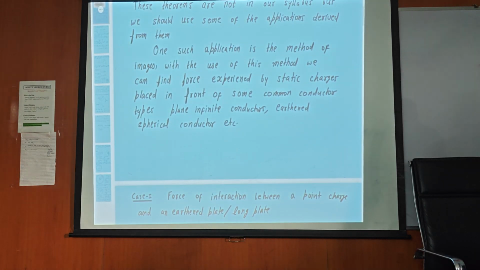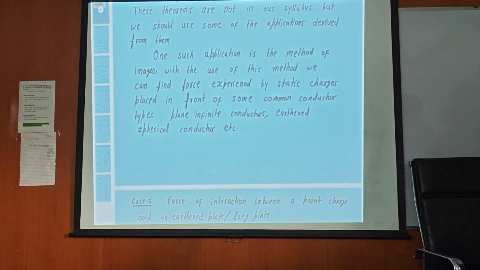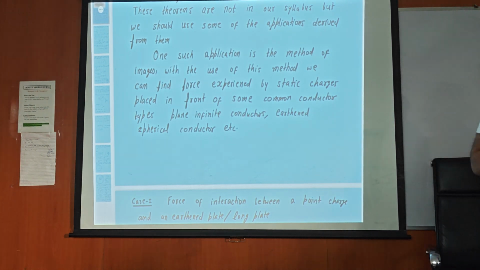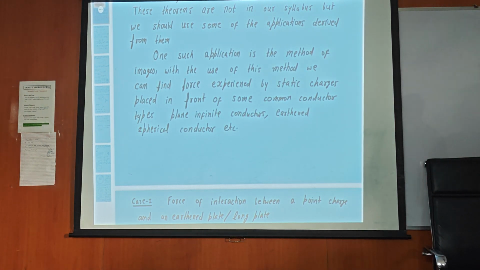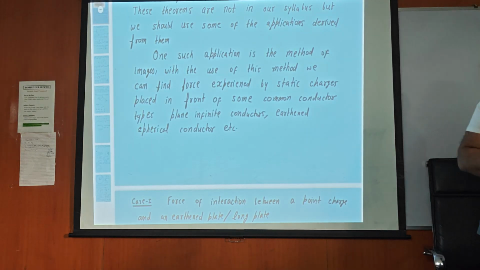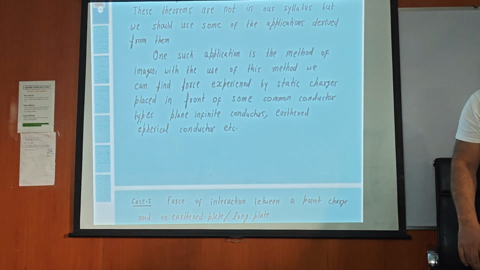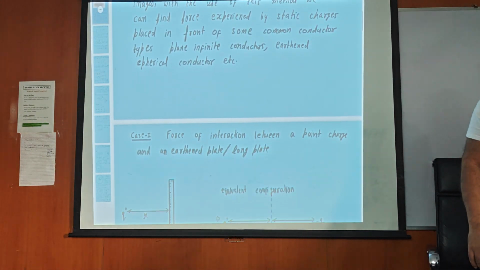Now beta, see, whatever I said I have written here. So it is the method of images. Now, in this method of images, there are some cases that I am going to discuss. Number one is the force of interaction between a point charge and an earthed plate, or long plate.